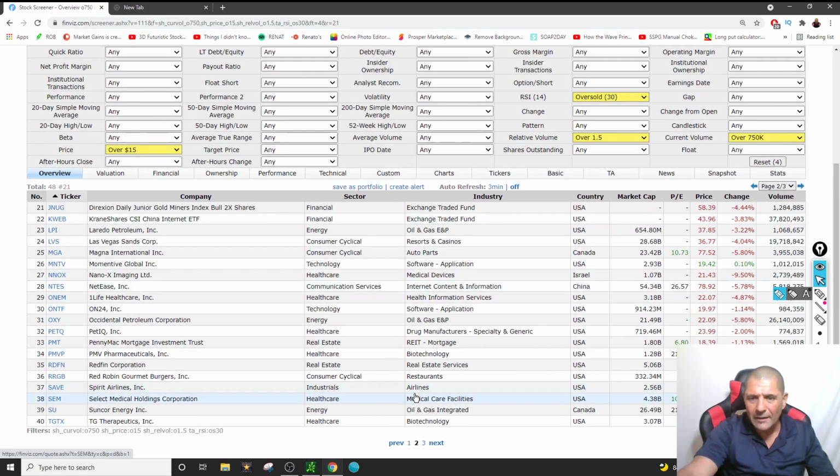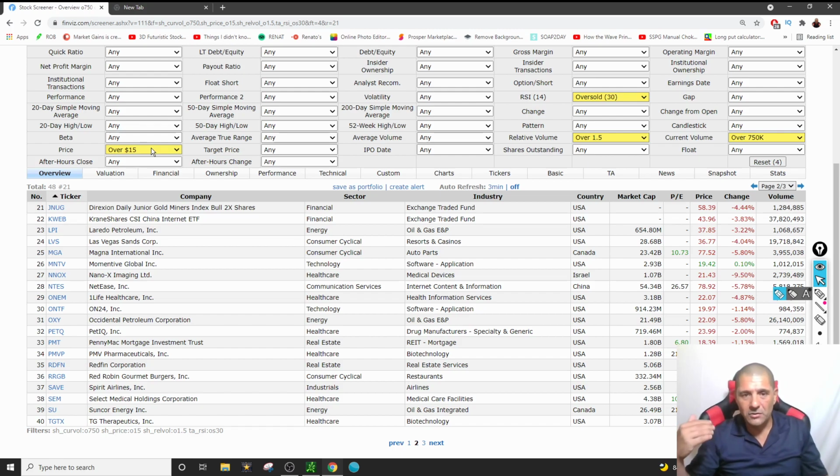Now you can also play with this price. Instead of $15, you can go above. You know, the slightly higher you go, the less volatility you find, and the more companies with greater value you will find. Now, I understand you will find companies that are slightly higher in price, and slightly higher in price is more expensive for you.